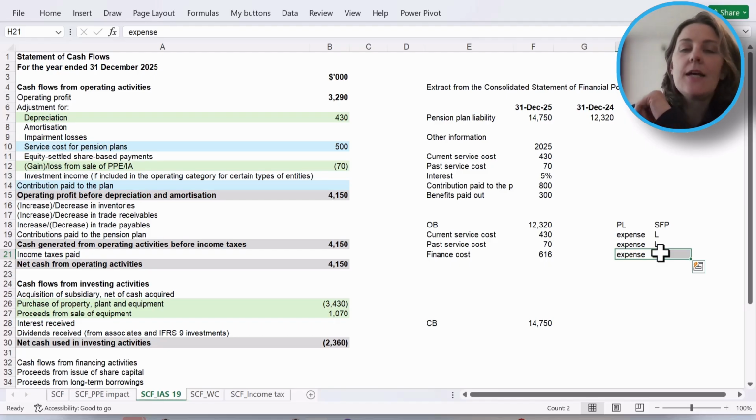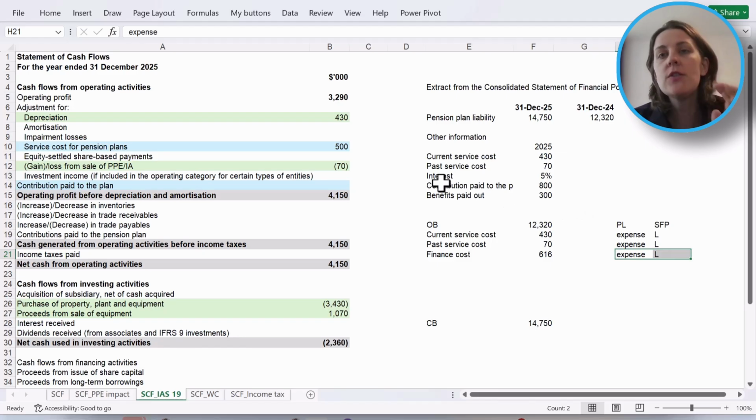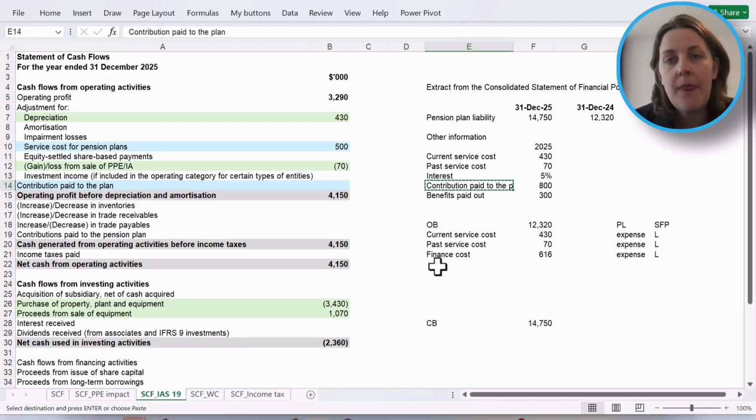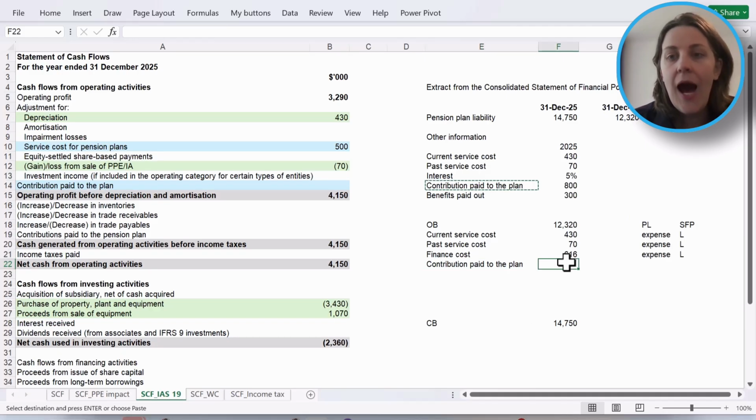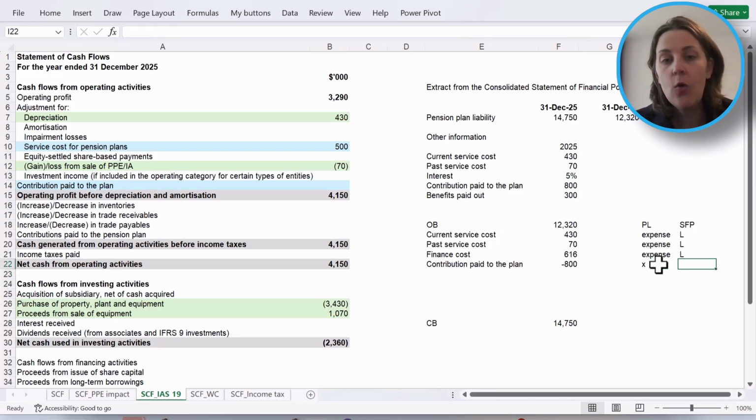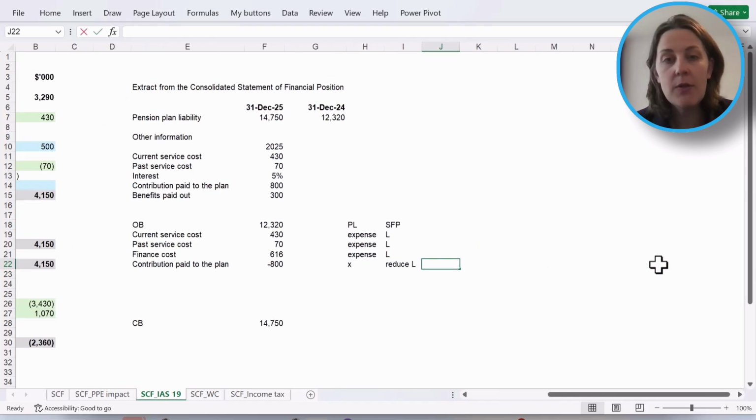What we need to deduct as a cash flow is contributions paid to the pension plan. Those contributions that have been paid to the pension plan are going to be a cash outflow. So we don't touch P&L, we are going to reduce a liability and it's going to be a cash outflow.